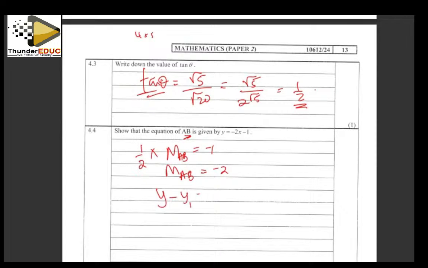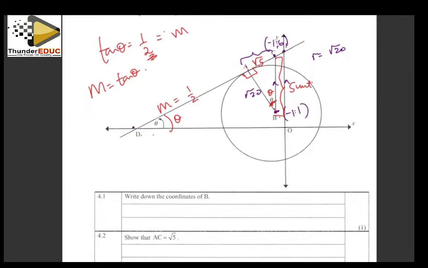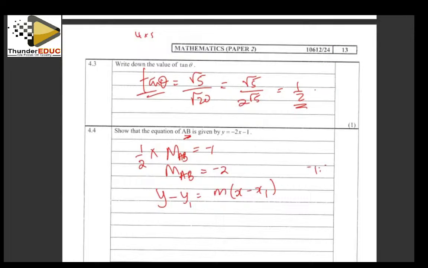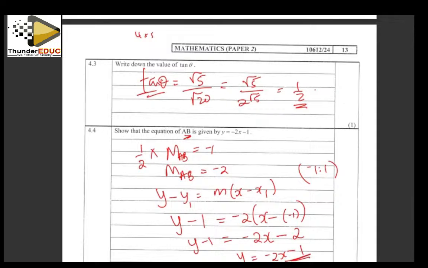Then y minus y1 is equal to m into x minus x1. Which coordinates am I using? They want the equation of AB. Let me use -1 and 1. So it's going to be y minus 1 is equal to -2 into x minus -1. Open this up. That's going to be -2x minus 2. Move the 1 that side. It's -2x minus 1. So that is how we would have shown that.